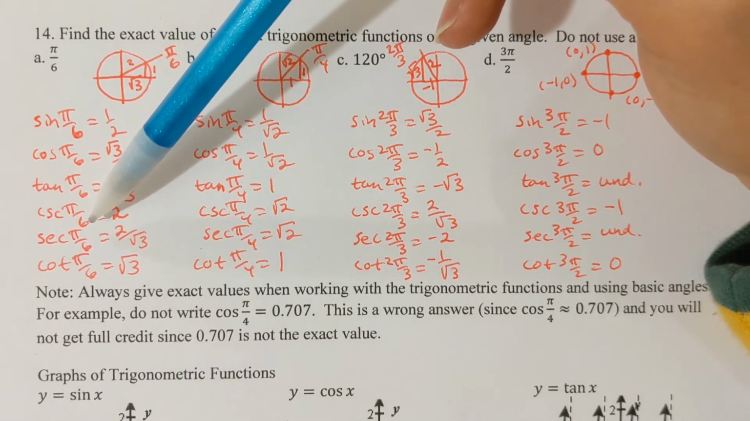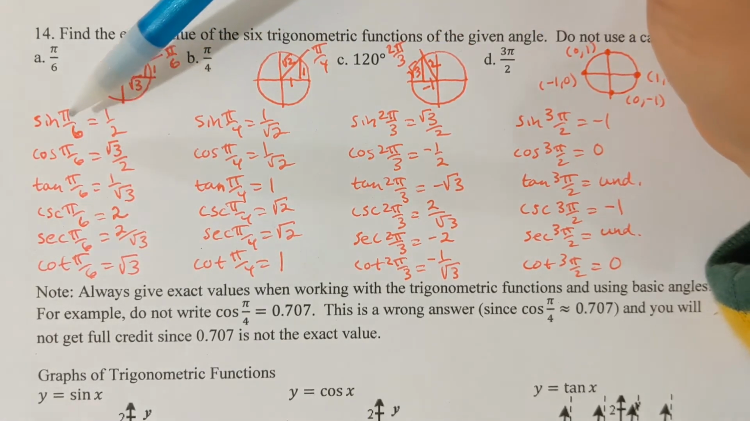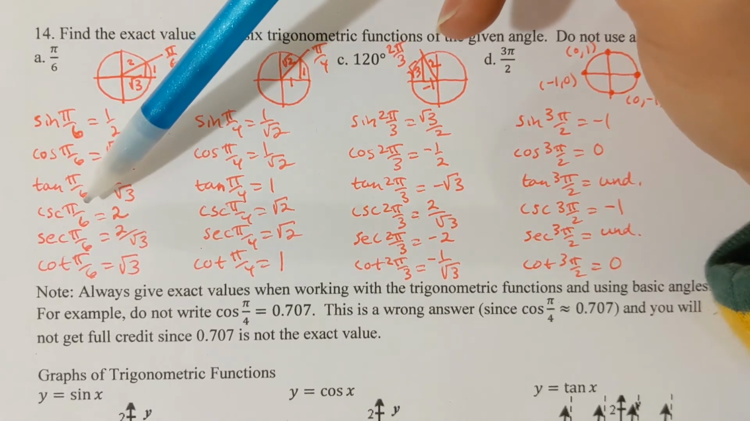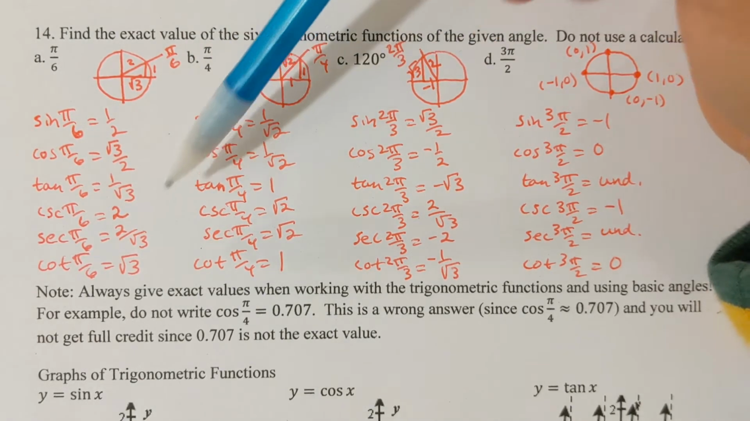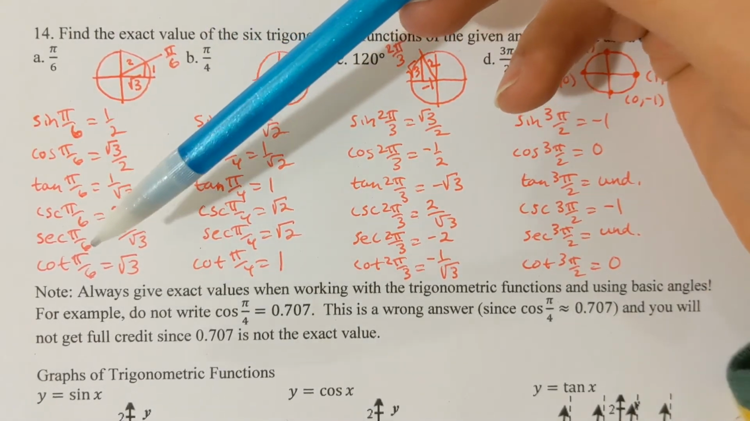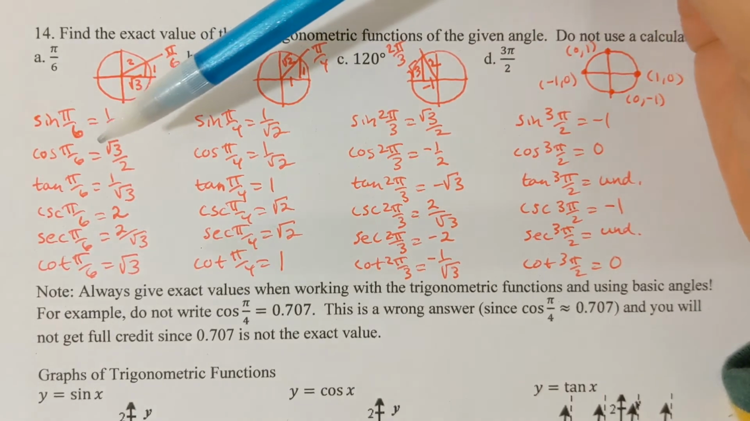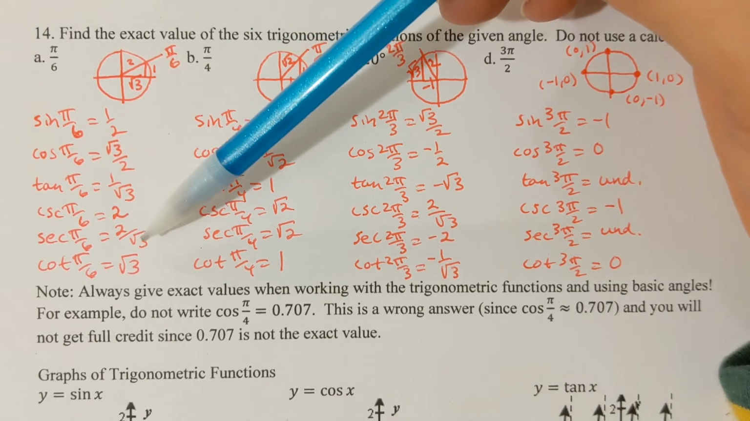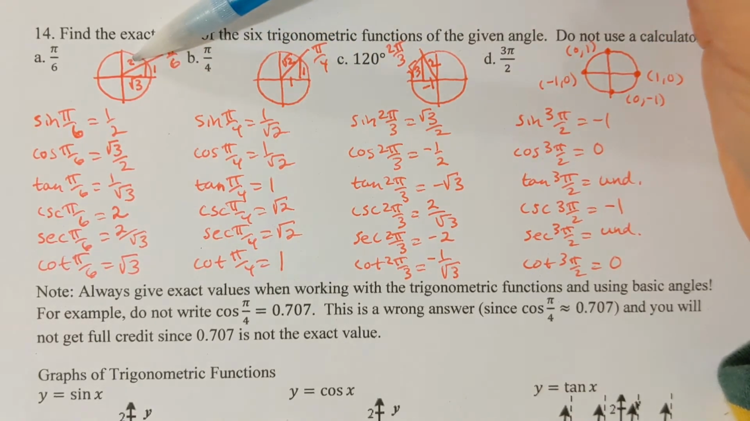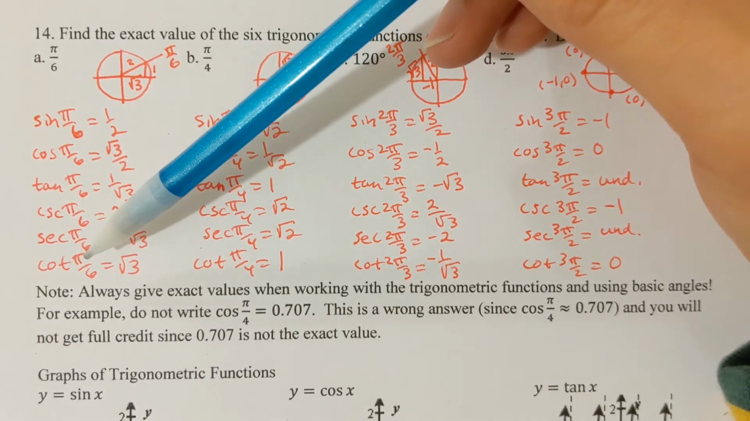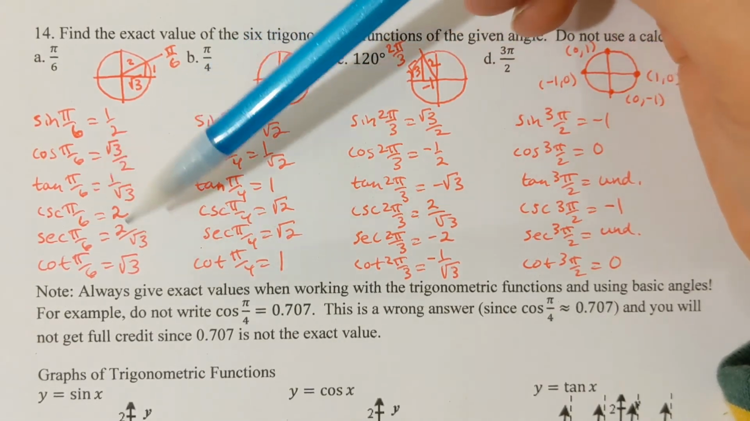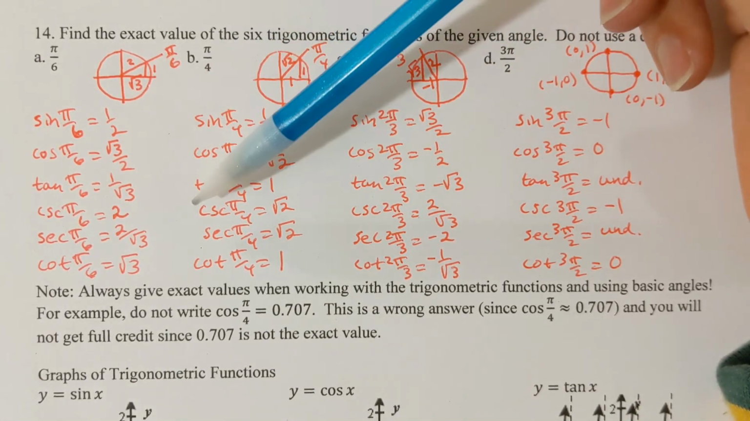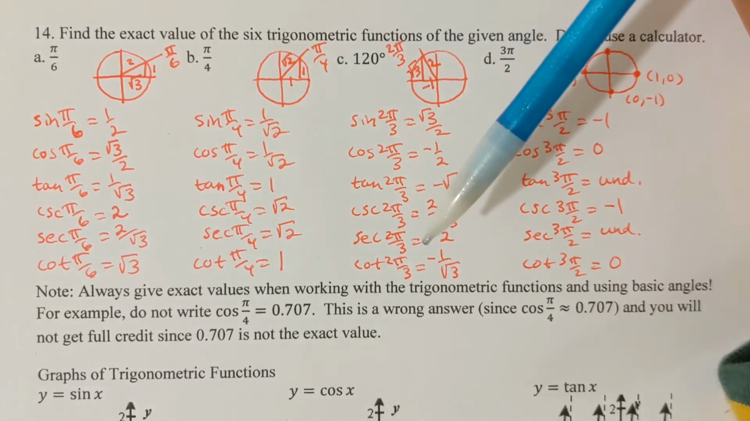Cosecant of pi over 6 would be the reciprocal of sine pi over 6. Sine pi over 6 is 1/2, so cosecant pi over 6 would be 2 over 1, or 2. Secant pi over 6 would be the reciprocal of cosine pi over 6. Cosine of an angle is adjacent over hypotenuse, so secant of an angle would be hypotenuse over adjacent. For us, that's going to be 2 over root 3. Cotangent of pi over 6 would be the reciprocal of tangent pi over 6. Tangent of an angle is opposite over adjacent, so cotangent of an angle would be adjacent over opposite. Root 3 over 1 is root 3.